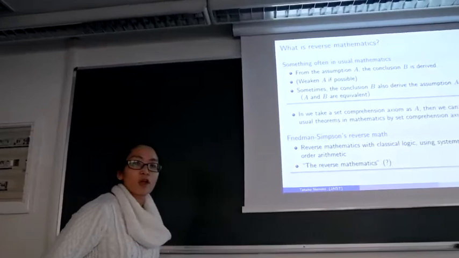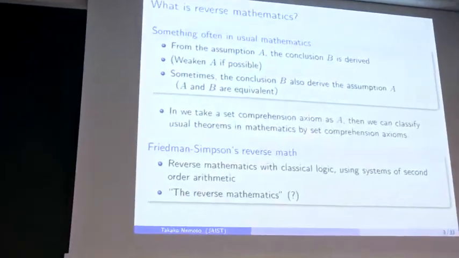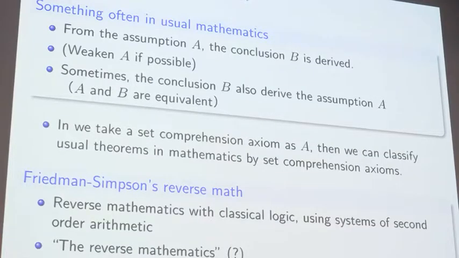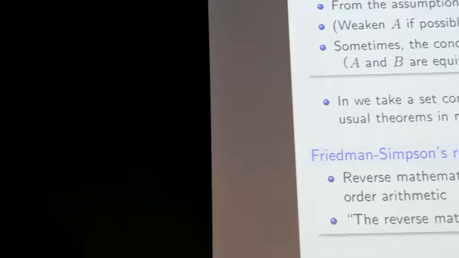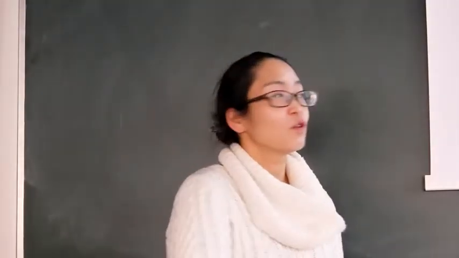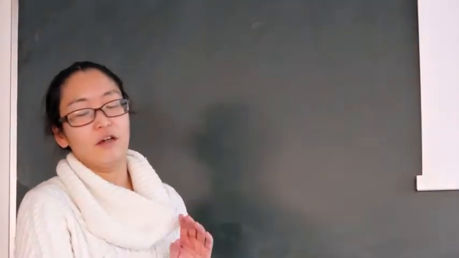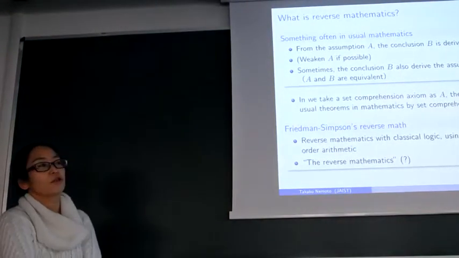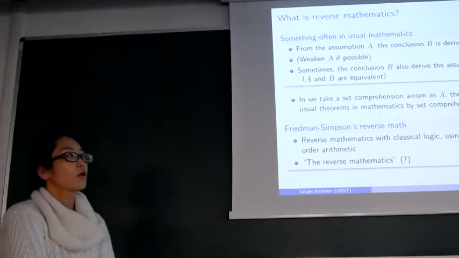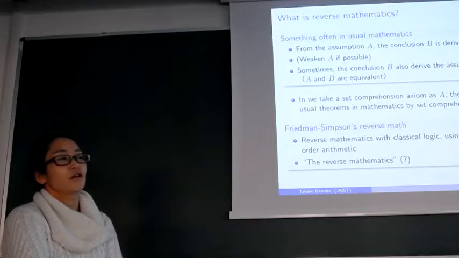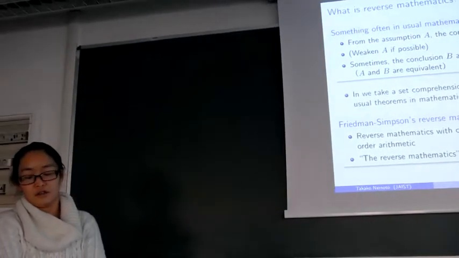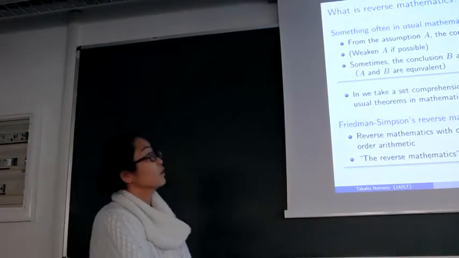So what is reverse mathematics? Actually, that is something very popular in usual mathematics. In usual mathematics, from some assumption A we have some conclusion B, and we want to make the assumption as weak as possible. And sometimes we find that if we weaken the assumption enough, then the assumption is actually equivalent to the conclusion. Such things happen. A very famous example is Zorn's lemma and the axiom of choice, or something more elementary is the convergence of real sequences, where the sequence is a positive sequence.